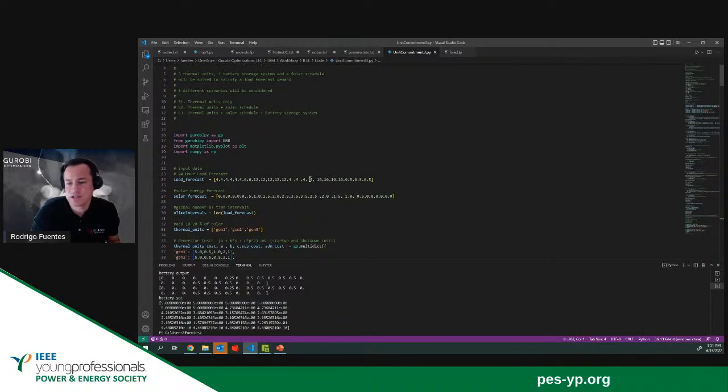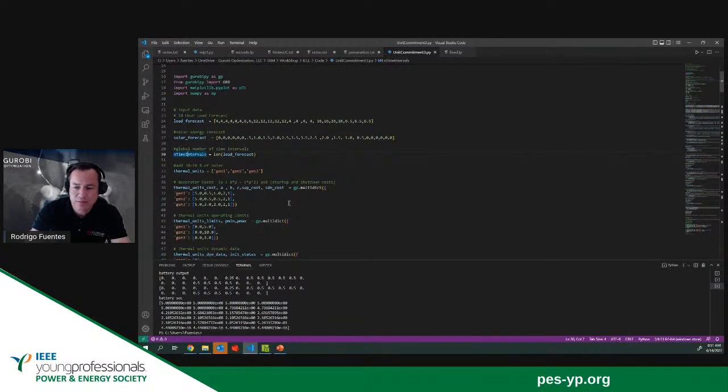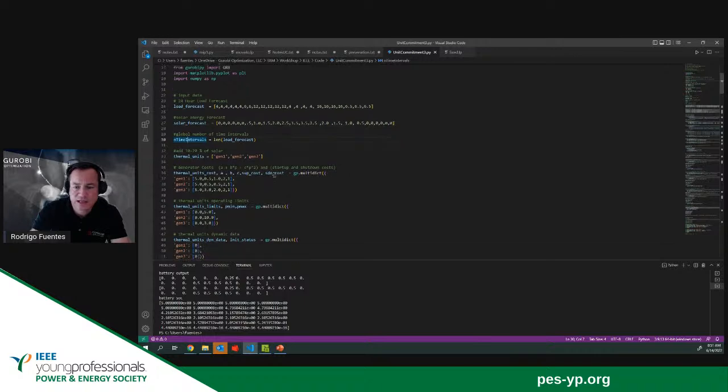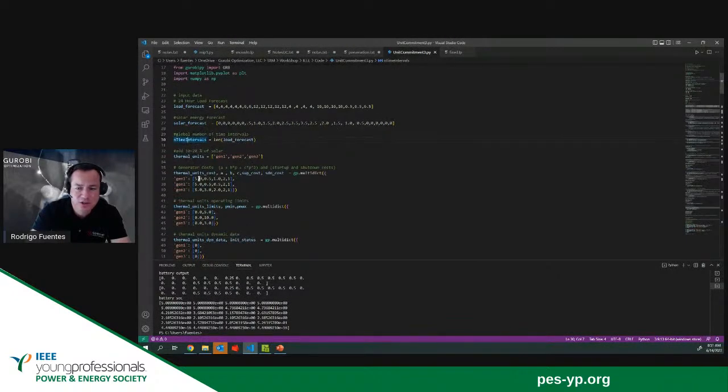So first, you see here we have a couple of arrays where we assign the load forecast and the solar forecast. Then this is the number of intervals. In this case, it's going to be 24. We have three thermal units that we assign in a list, and then we use multidict structures, Gurobi structures, to assign to each generator different categories of data. The first category is the costs that we have. Then we have the operating limits for the unit.